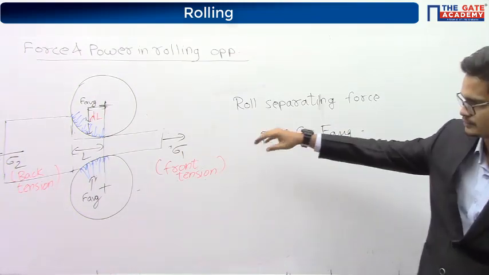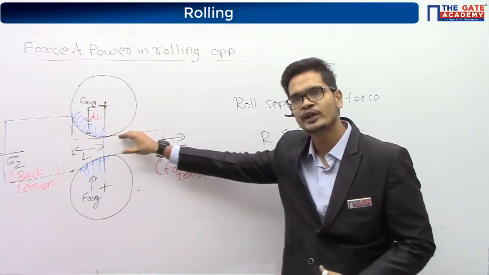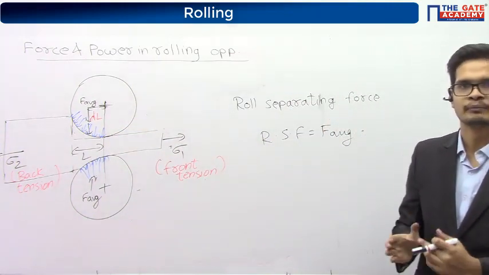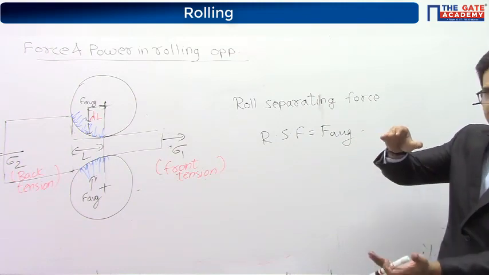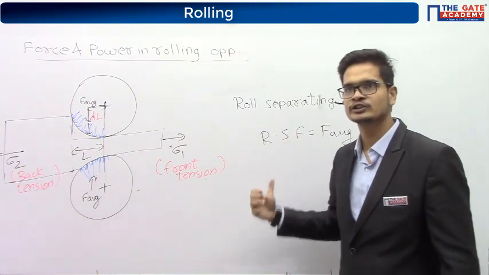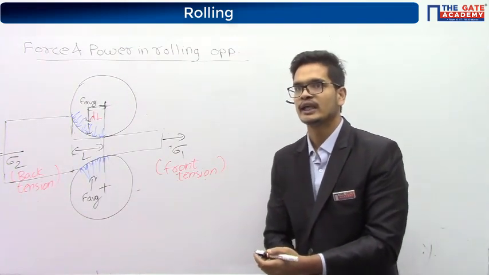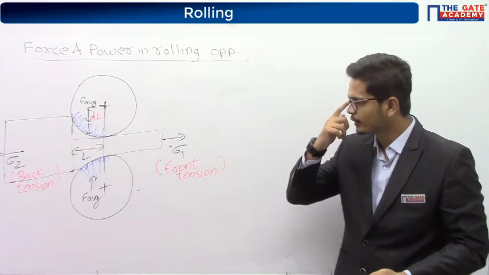What I am telling here is that roll separating force is a force applied by the component onto the rollers. Because of that, the rollers will tend to get displaced. Therefore, it is also called the roll separating force, RSF, on bearings. Let's have a look, Danish, at how it will appear.